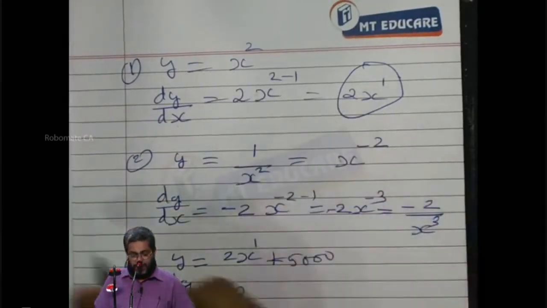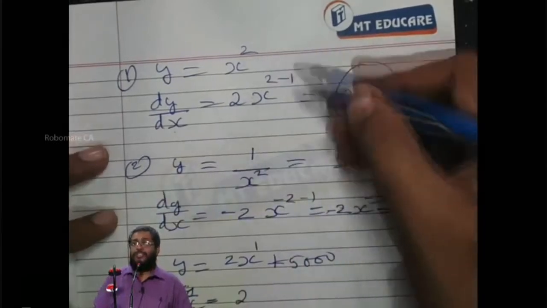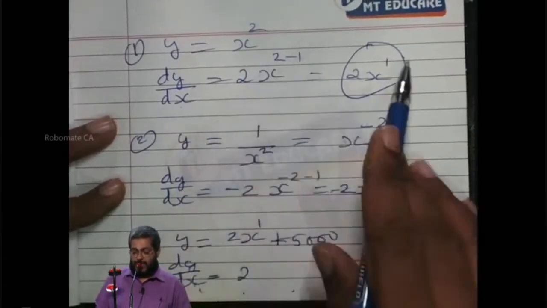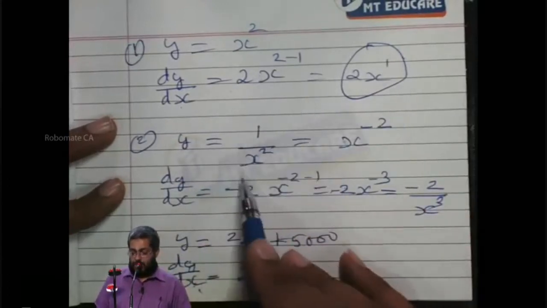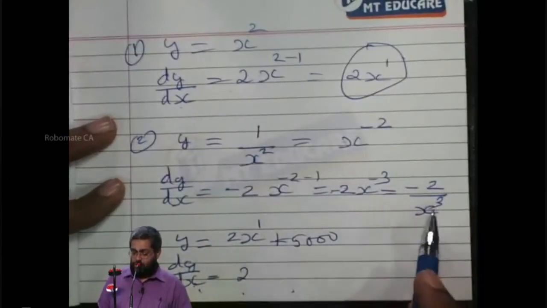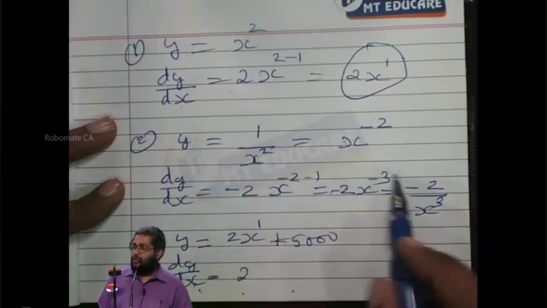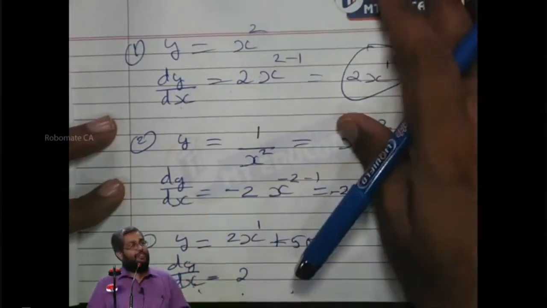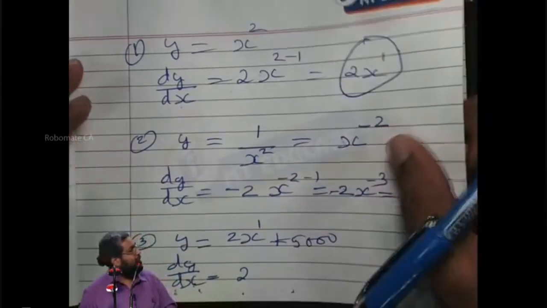Now, even if you don't understand this parabola and all, have you understood these first three calculations or not? Y is equal to x square means 2x is the first derivative. Y is equal to 1 by x square means what? Minus 2 by x cube, because it becomes minus 2, no? Minus 2 by minus 2 minus 1 becomes what? X cube and so on. Now we should be finding out the first derivative. Everybody, can I proceed or not?